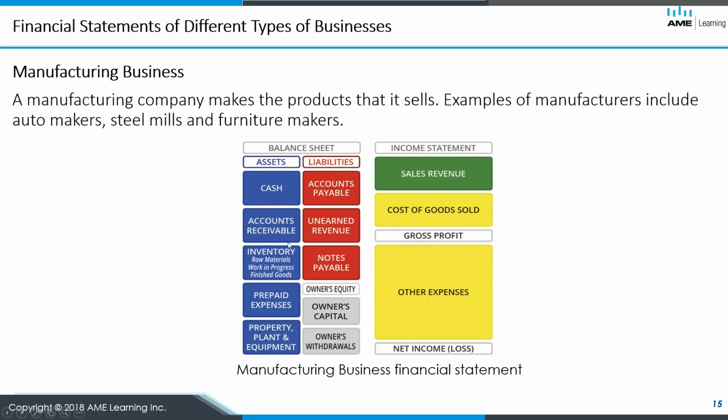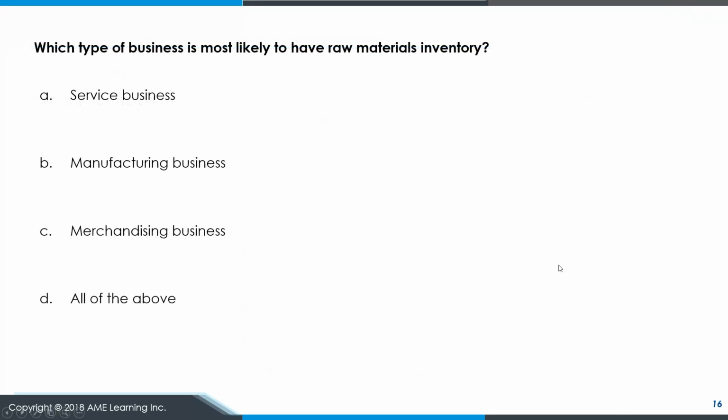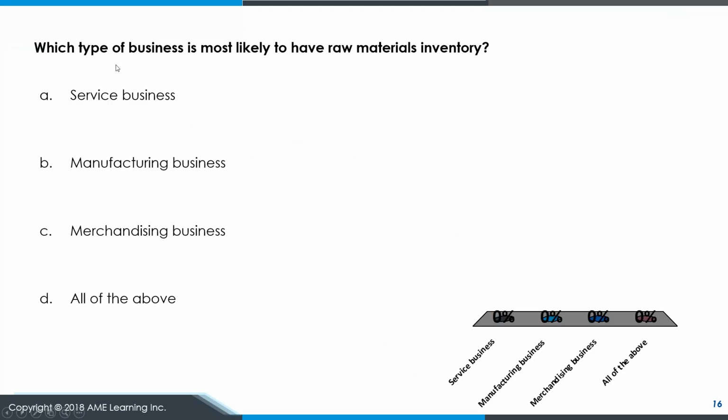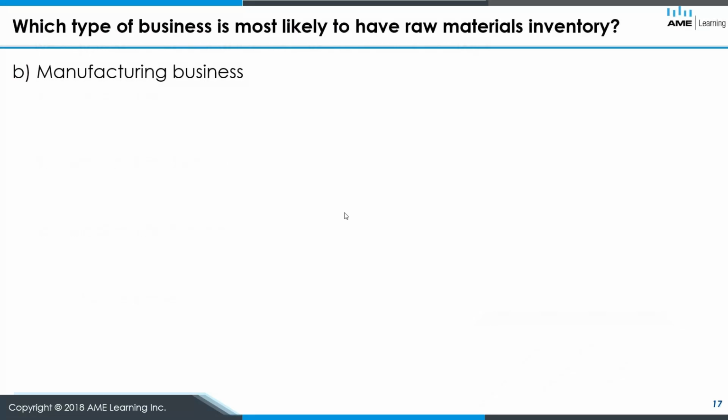But then when we get into manufacturing businesses, they have individual categories of types of inventory. They'll have raw materials that they use to manufacture their products. They have work in progress, which is products that they are currently manufacturing that are not fully finished but are in progress. And then they have finished goods that are ready to sell. So what type of business will have raw materials inventory? That's going to be a manufacturing business, right?